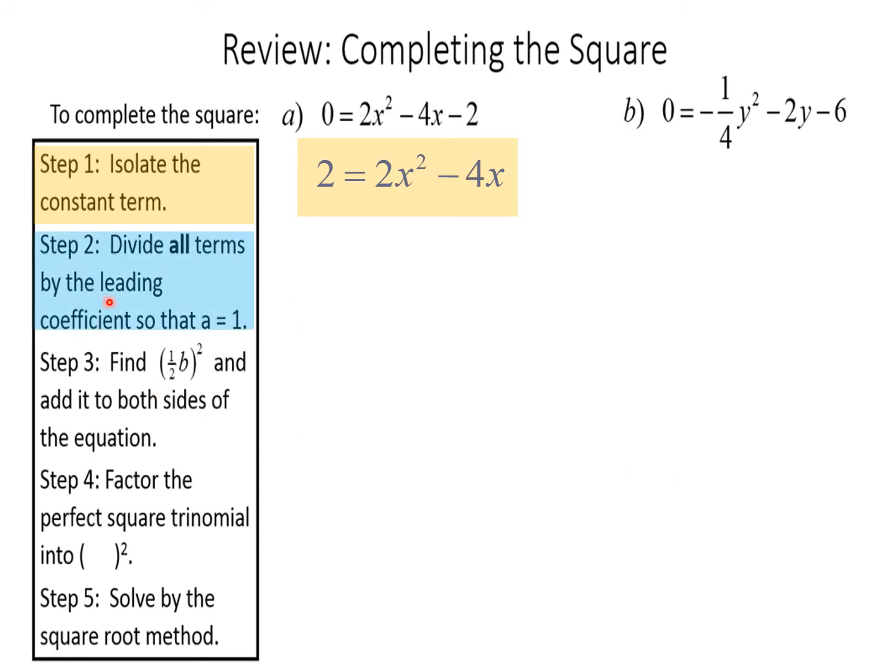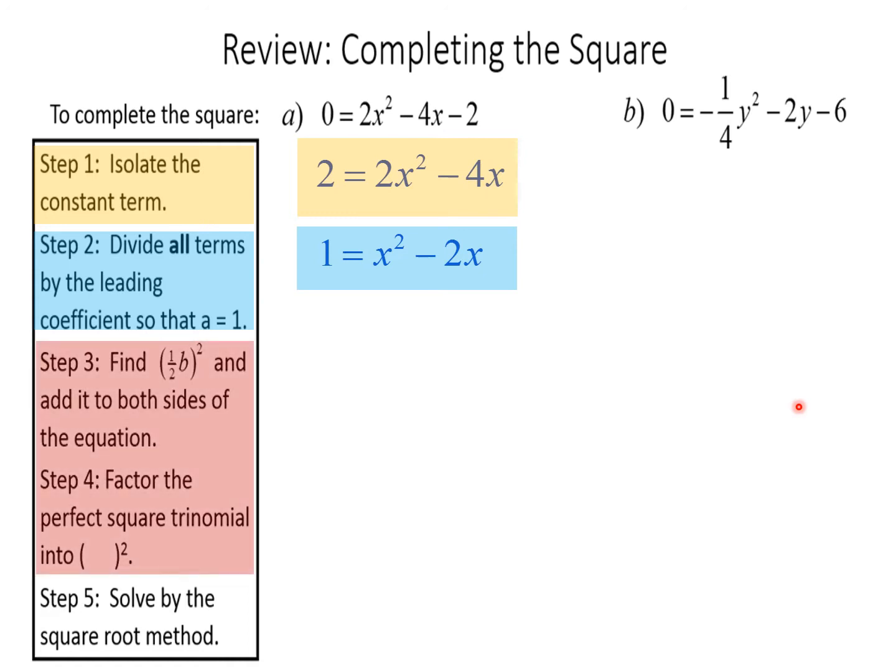Once we do that, we're going to make sure that our leading coefficient, which is the coefficient of our squared term, we need that to be 1. So we're going to divide through by 2, and we're going to divide everything by 2. We get 1 is equal to x squared minus 2x.